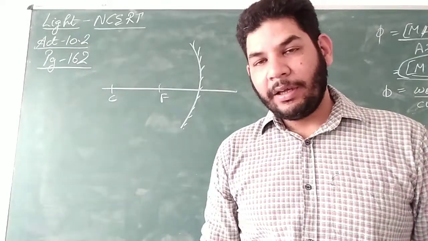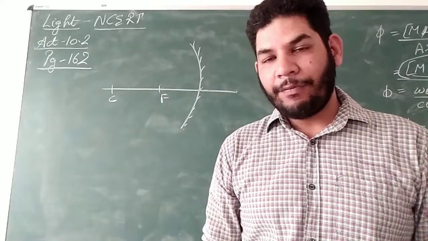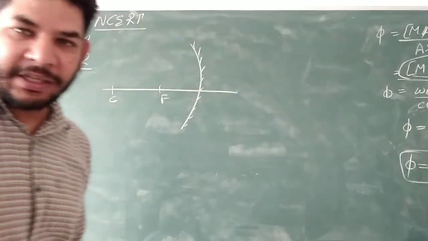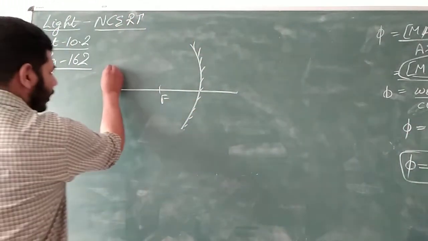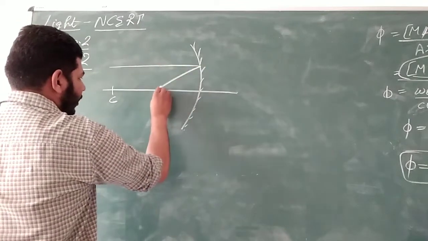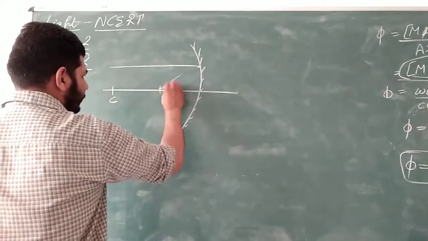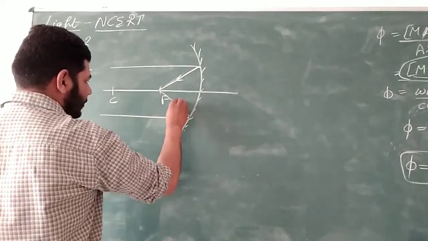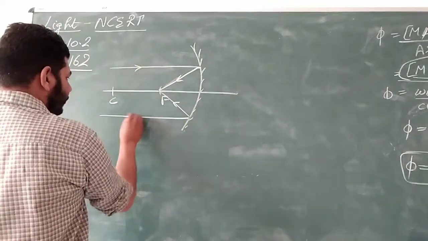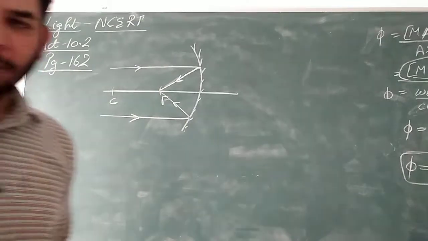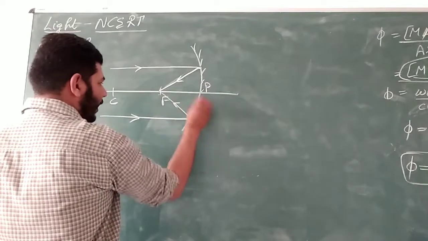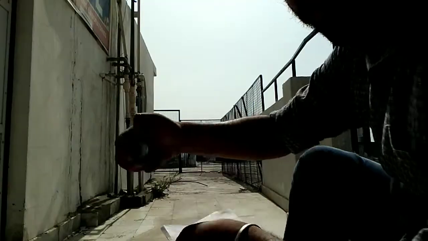In this activity, we will find the focal length of this mirror. We know that the concave is converging mirror, means all the rays will fall upon focus of this mirror like this. So we have to find the focal length, means distance from P to F, that is small f.